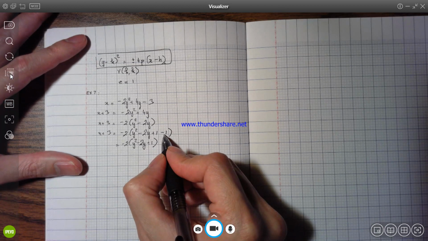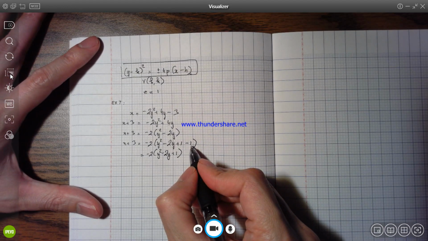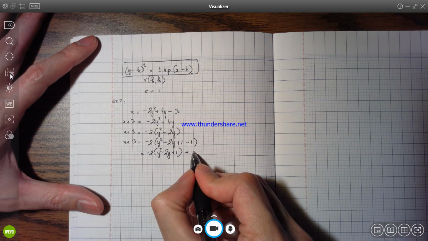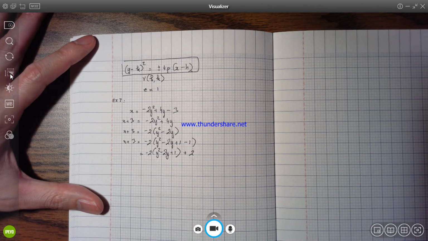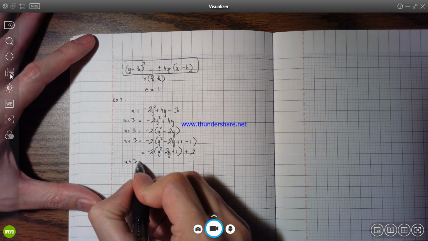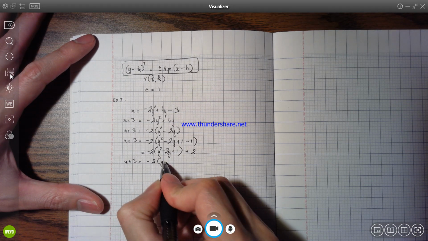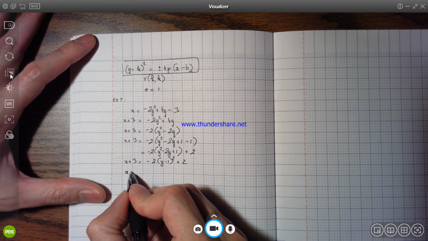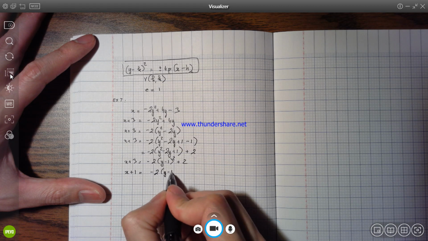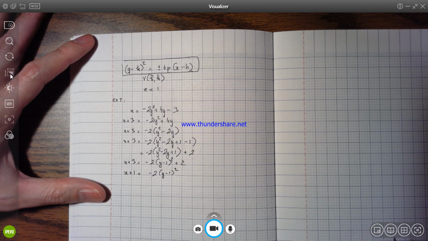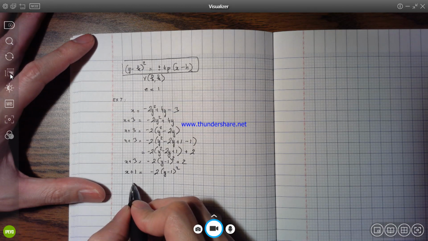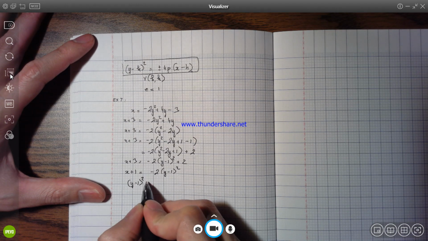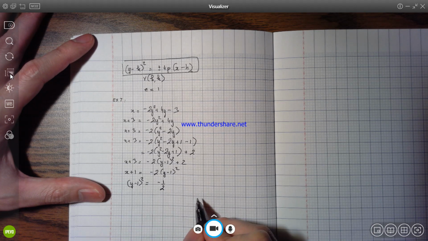-2 times -1 gives you 2, and this is the perfect square right here. Okay, I'm gonna subtract both sides by 2, so I have x plus 1 equal -2 times (y minus 1) square. Okay, and then I divide both sides by -2, so you have (y minus 1) square equal to -2 times (x plus 1).